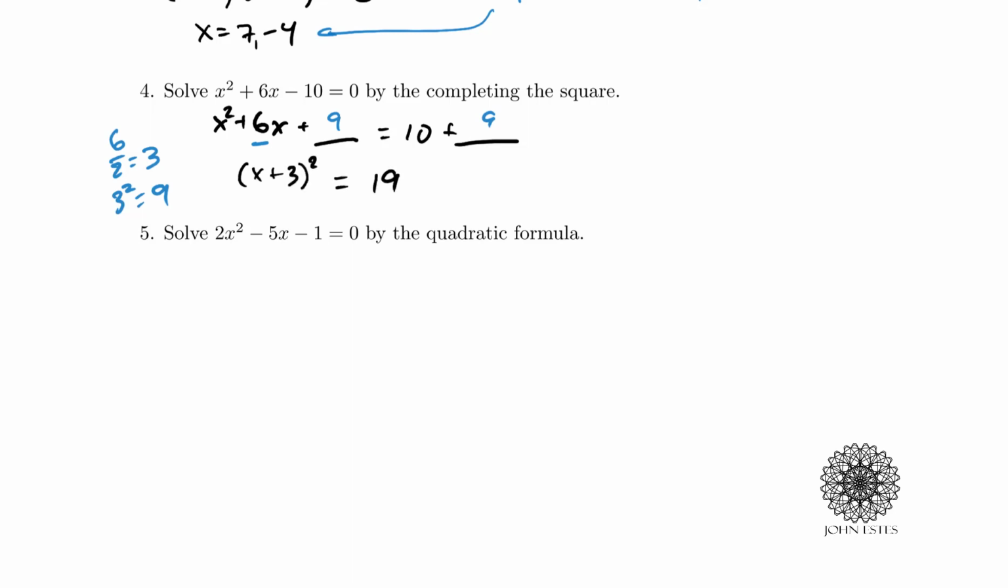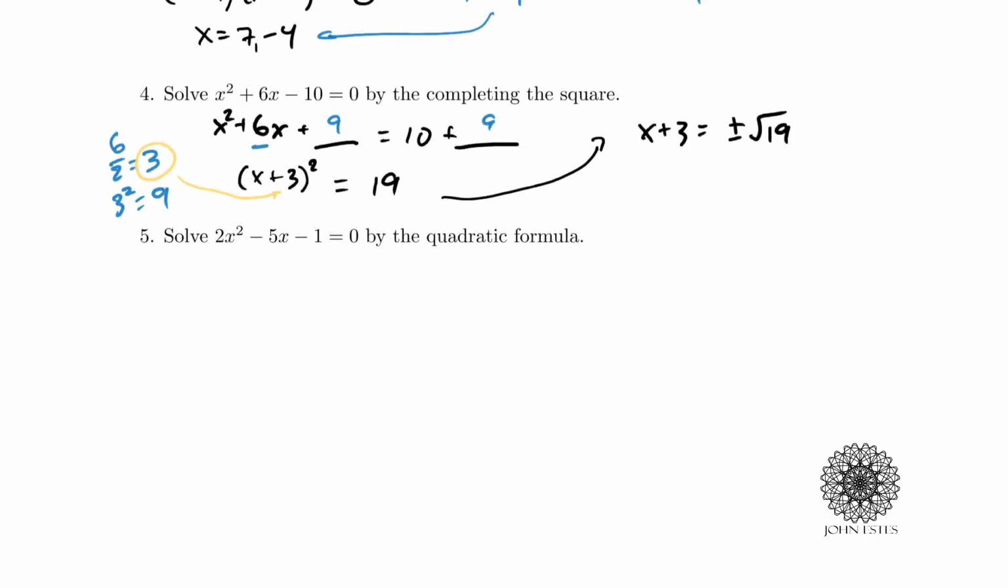What multiplies to give you 9, adds to give you 6? 3 and 3. And by the way, it will always be this term. And from there we can solve by taking the square root. Don't forget your plus minus when you're taking the square root of both sides. So I end up with x equals negative 3 plus or minus the square root of 19.